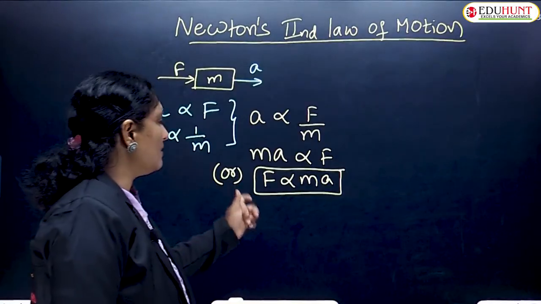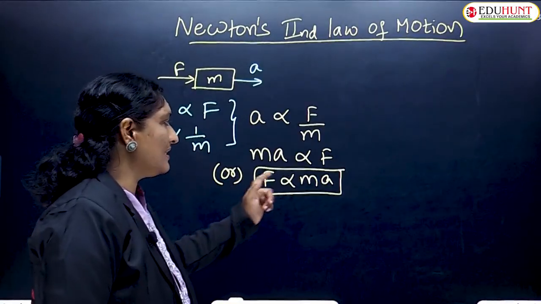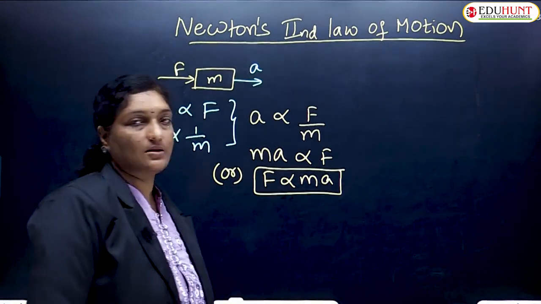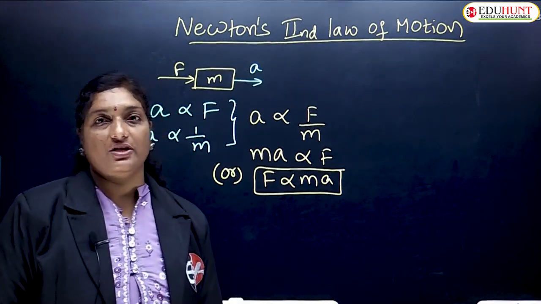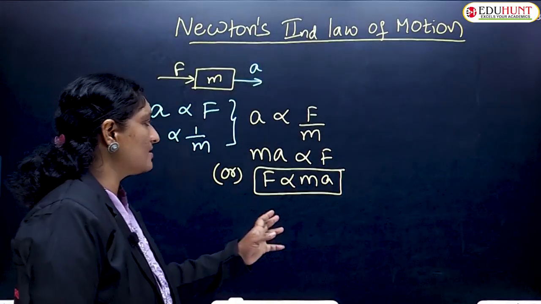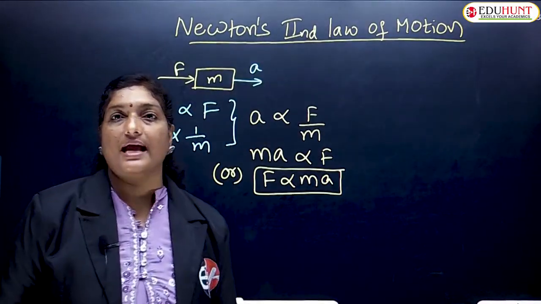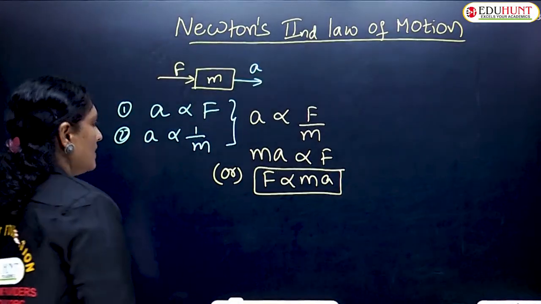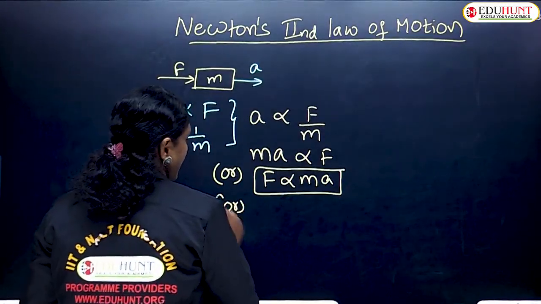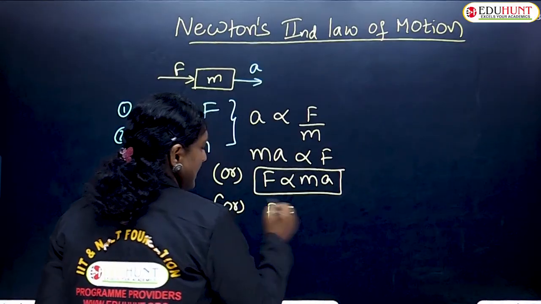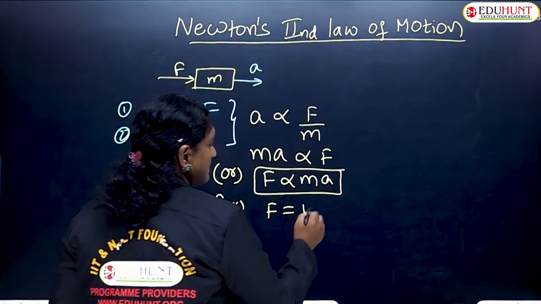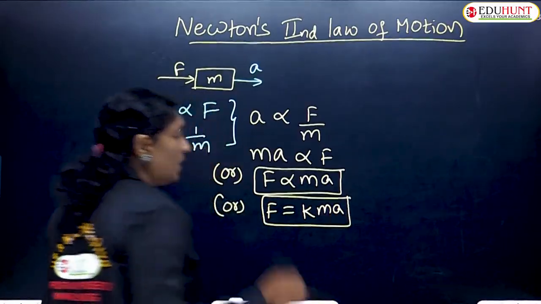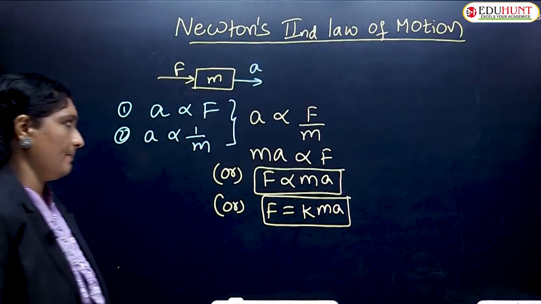The force acting on a body, the resultant force acting on a body, is directly proportional to the product of the mass of the body and acceleration of the body. The product of mass of the body and acceleration of the body is directly proportional to the resultant force applied on the body. This can also be written as F equals, proportionality is removed, equals some constant K into ma. F equals K into ma.